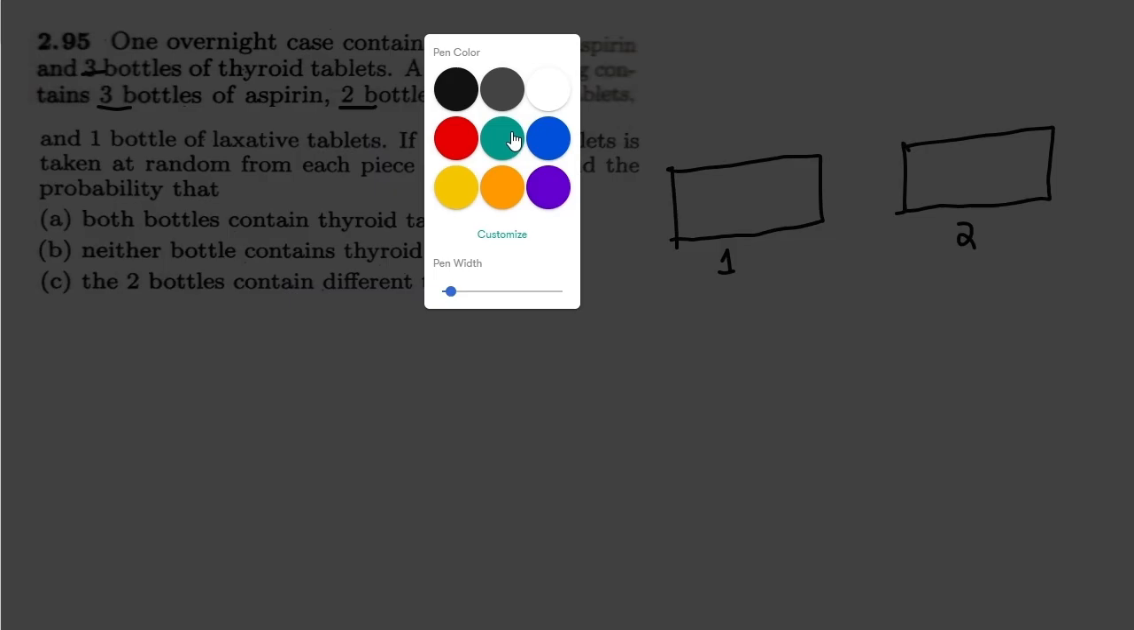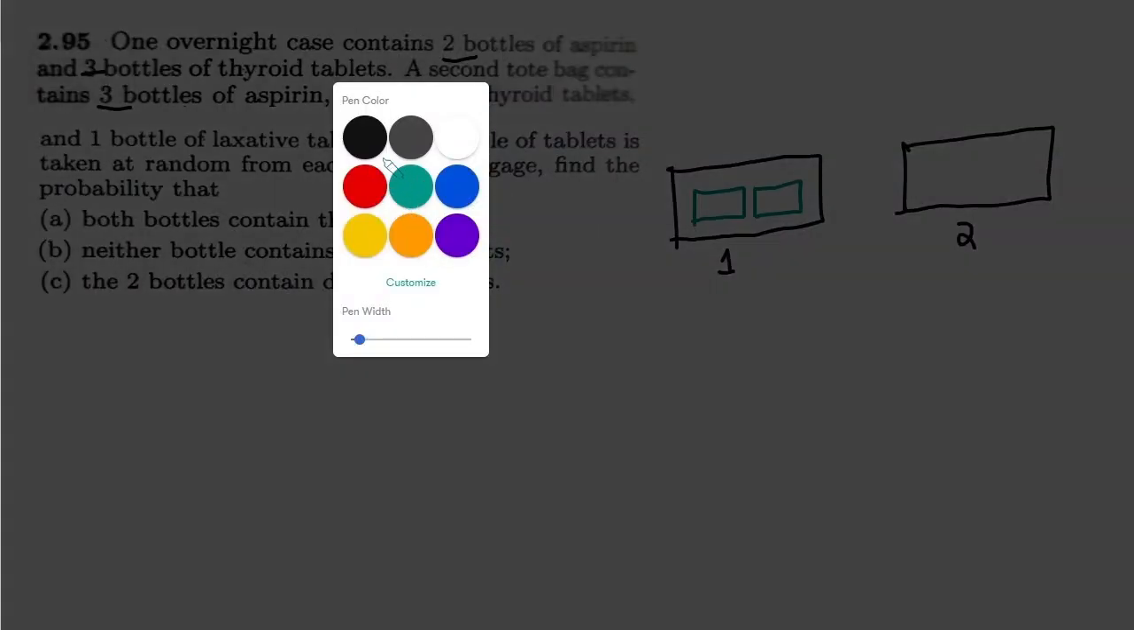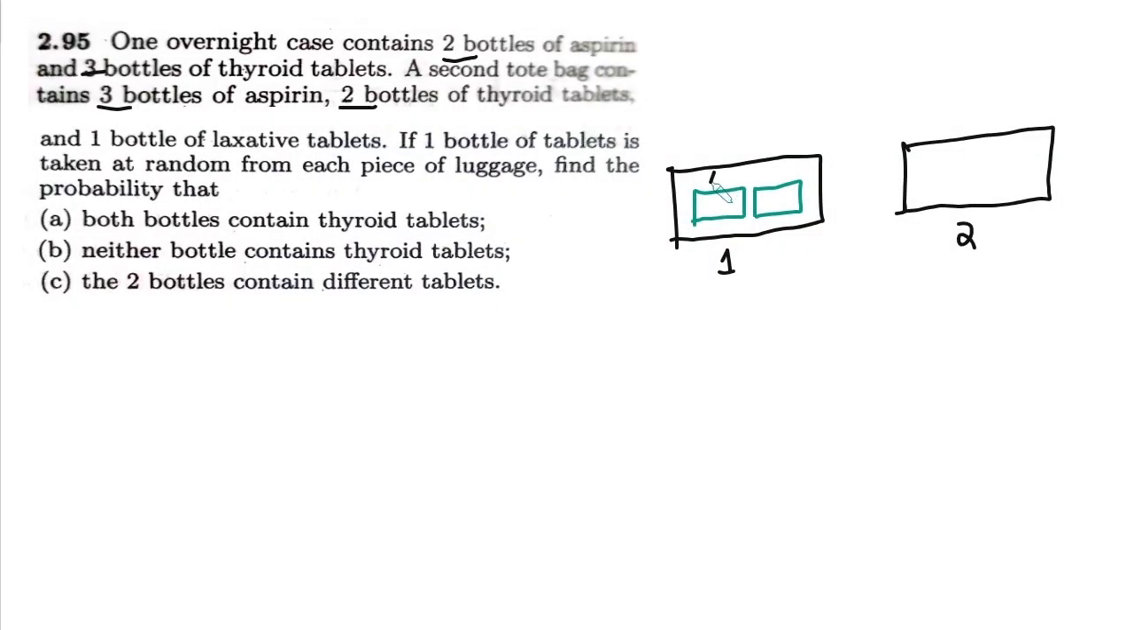In the first one we have 2 kinds of bottles. The first one is aspirin, and the thyroid one as well. Let me call the aspirin A1, and this is T1 because of the thyroid. And how many bottles of each are here? There are basically 2 aspirin and 3 thyroids.